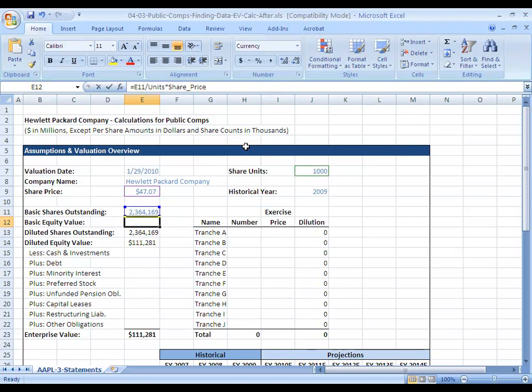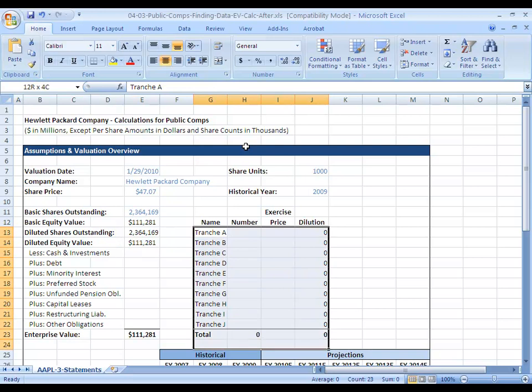We see now the rest of the calculations fall into place. We have basic equity value, diluted shares outstanding, diluted equity value. The next thing we want to do here is get Hewlett-Packard's option information. This is going to be an example of a company that has multiple tranches of options spelled out in their filings, unlike Apple, which only had the one that we saw.